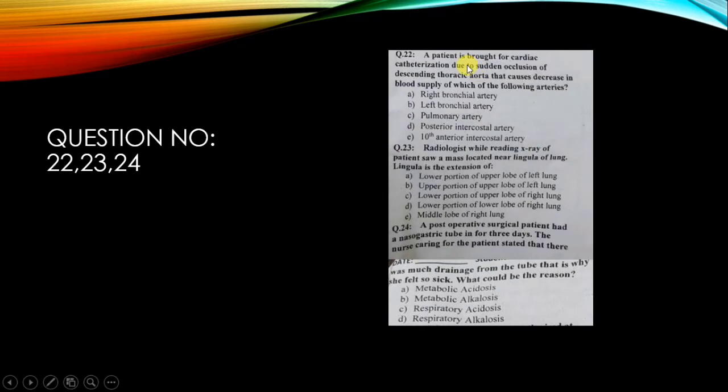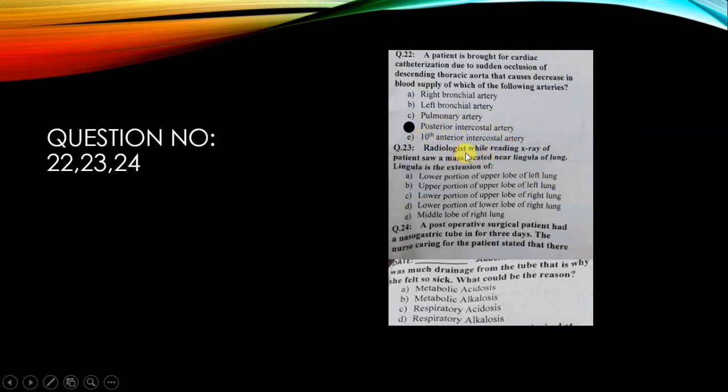Question number 22 says a patient is brought for cardiac catheterization due to sudden occlusion of the descending thoracic aorta that causes a decrease in the blood supply of which of the following arteries? Right bronchial artery, left bronchial artery, pulmonary artery, posterior intercostal artery, or 10th anterior intercostal artery. The descending thoracic aorta gives off branches to supply the posterior intercostal arteries, which supply the intercostal space posteriorly. That's why if there is an occlusion in the descending thoracic aorta, it can cause reduced or no blood supply towards the posterior intercostal arteries.